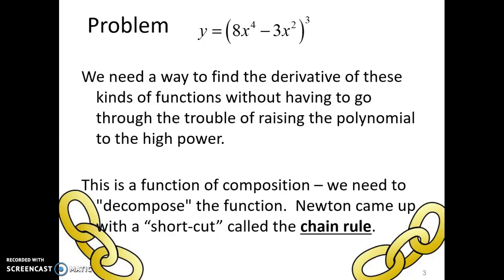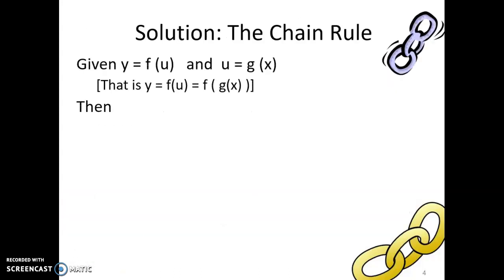So this function is considered what's called a composition. Do you remember this from earlier math courses when we said f of g or f of g of x? These are composition functions. And we need to come up with a way to decompose the function. Newton came up with a shortcut that he called the chain rule. Leibniz also worked with him here.